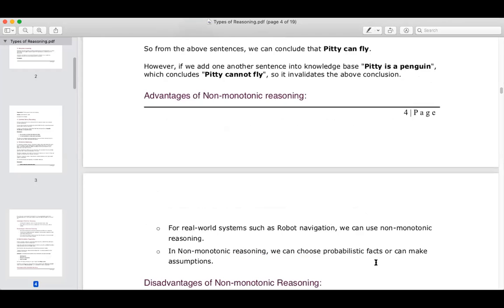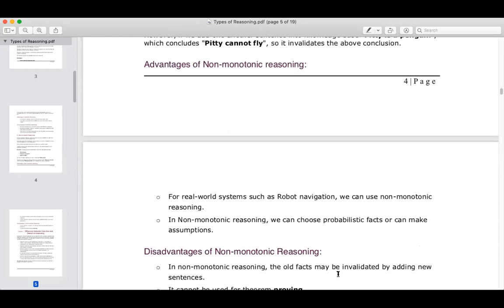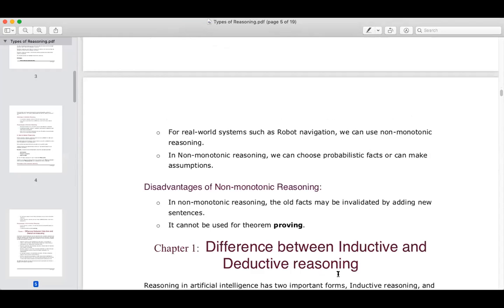So the advantages of non-monotonic reasoning: for real-world systems such as robot navigation, we can use non-monotonic reasoning. In non-monotonic reasoning, we can choose probabilistic facts or make assumptions. While the disadvantages of non-monotonic reasoning are that the old facts may be invalidated by adding new sentences, and it cannot be used for theorem proving.